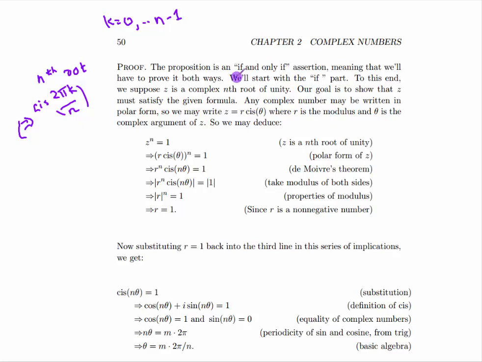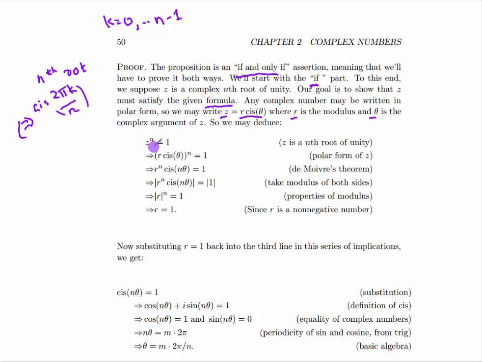So since we have an if and only if, we have to prove the proposition both ways. So let's start with the only if direction. Here z is a complex nth root of unity. Our goal is to show that z must satisfy the given formula. Okay, so this is our hypothesis, that z is an nth root of unity. All right, so z is a complex number. We can write it in complex polar form. So we can write z as r cis theta. Okay, r is the modulus, theta is the complex argument or angle of z. So we can plug this in to the equation that z satisfies.